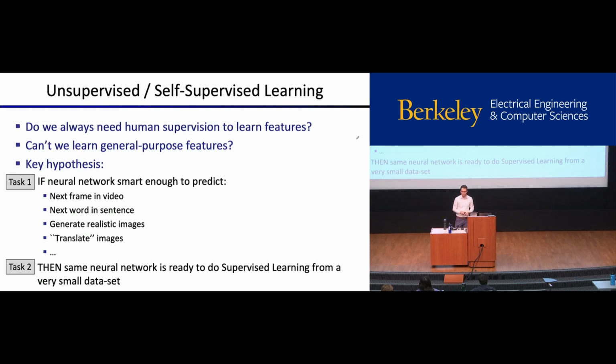So what does this look like? We have to do task 1 and then task 2. First, we have to train a neural network that is smart enough to predict those kinds of things, predict the next word in the sentence. And then we have to use that same neural network with our small data set of carefully crafted human labels, and maybe we can get it to do something useful for us.